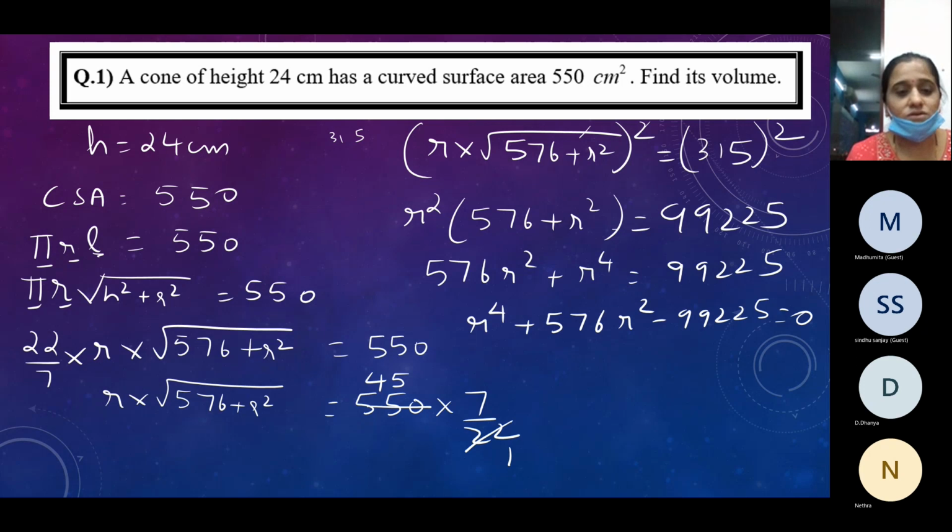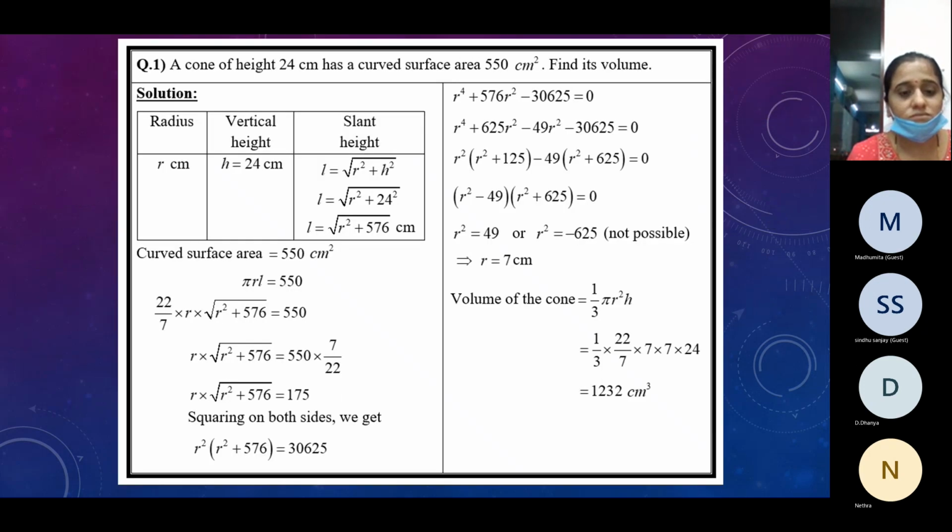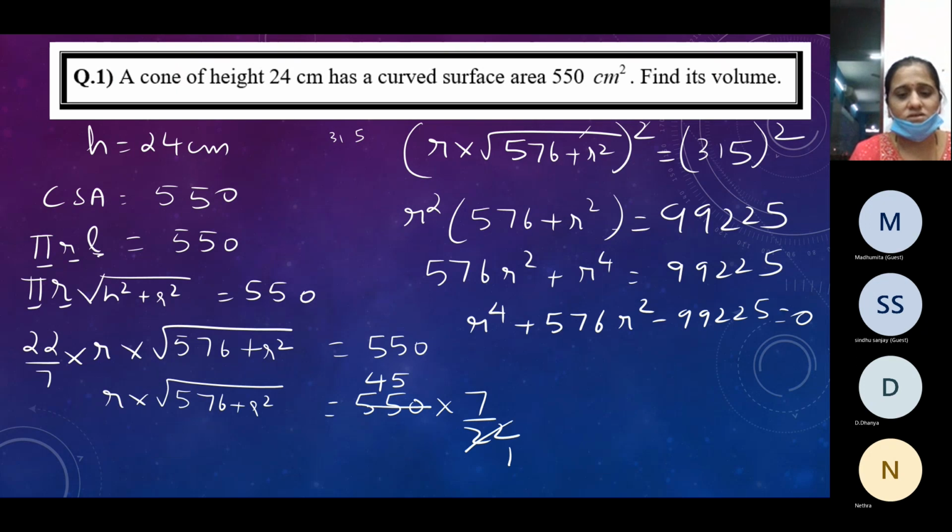Why am I having a different... Oh, I didn't cancel it correctly, children. 22 twos are, I said fours are. I've written fours are. Sorry. 22 twos are.